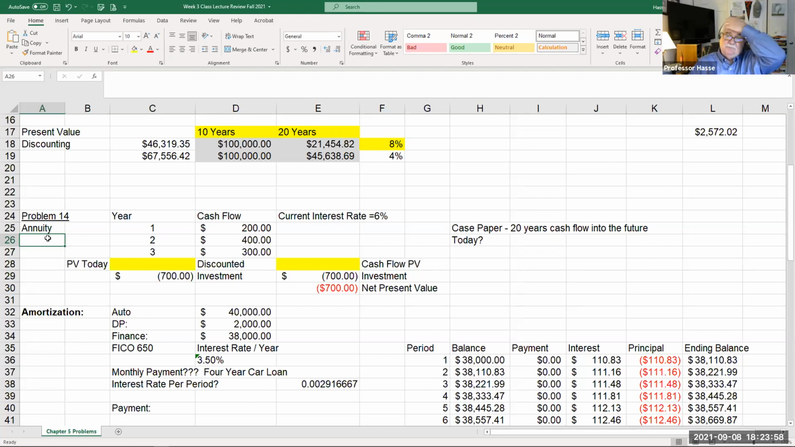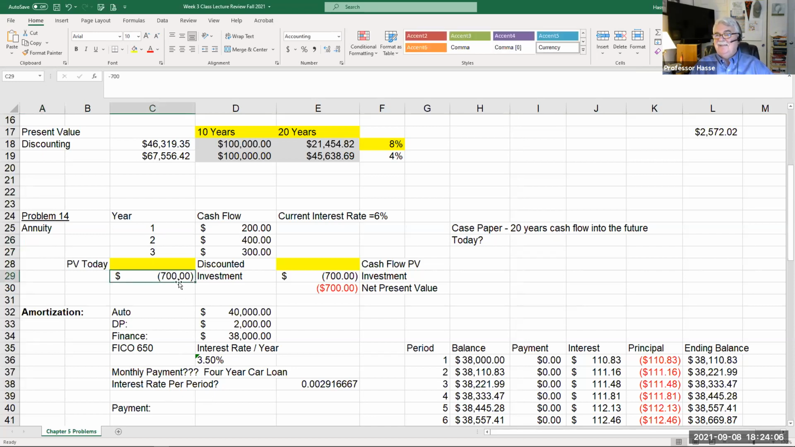So here's an example. Let's say I have an investment. All right. I invest $700 in an asset. That asset over the next 3 years is going to pay me a profit, a return of $200 after year one, $400 at the end of year two, and $300 at the end of year three, profit. All right. So that's $900 on an investment of $700.